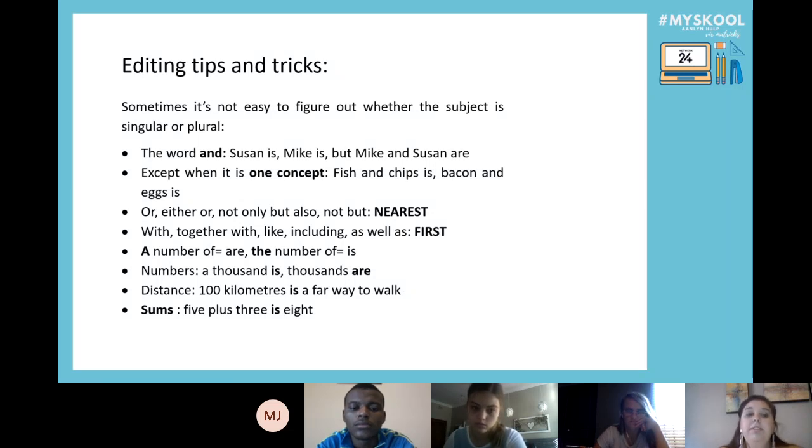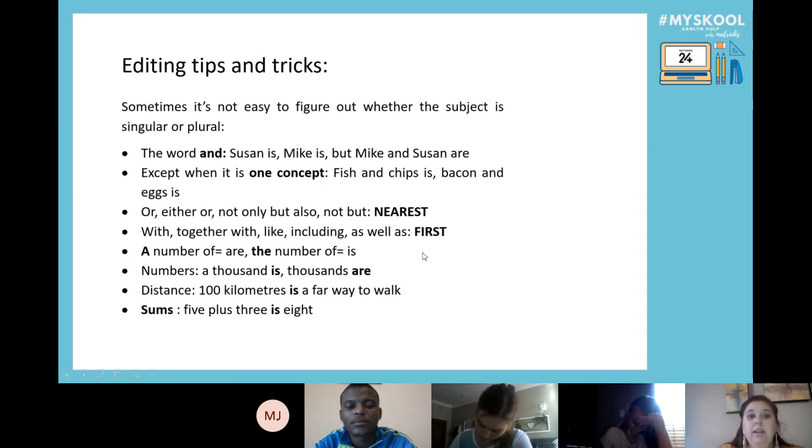Okay. With, together with, like, including, as well as: first. Then you look at the one that is first. The dog with the cats. You look at the one that is first, namely the dog. Okay, and it's singular, so it will be is. So you must remember these lines off by heart. Or, either or, neither nor, not only but also, not but: nearest. With, together with, like, including, as well as: first. These words refer to the verb.